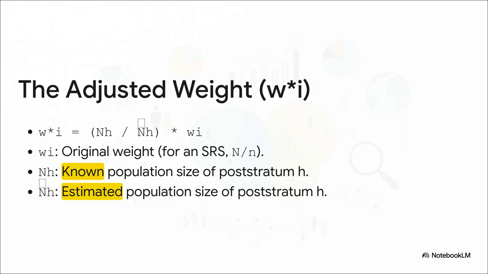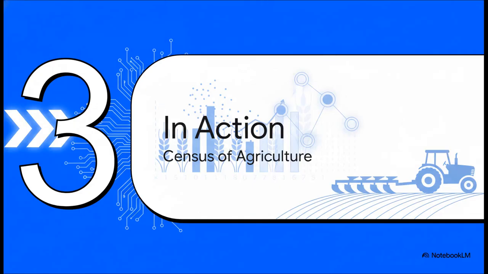That fraction will be greater than 1 and will upweight every man in the sample. If we oversampled women, that fraction is less than 1 and we downweight them. It's just a correction factor. Okay, enough theory. Let's get our hands dirty with a real example. This is where it'll all click into place.